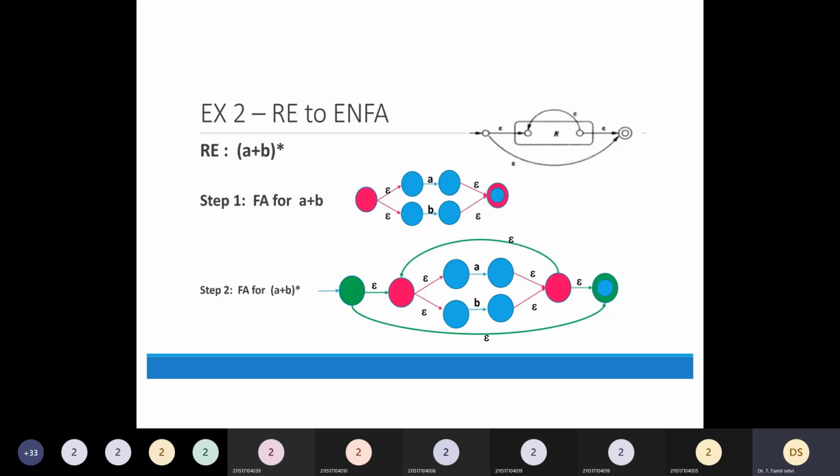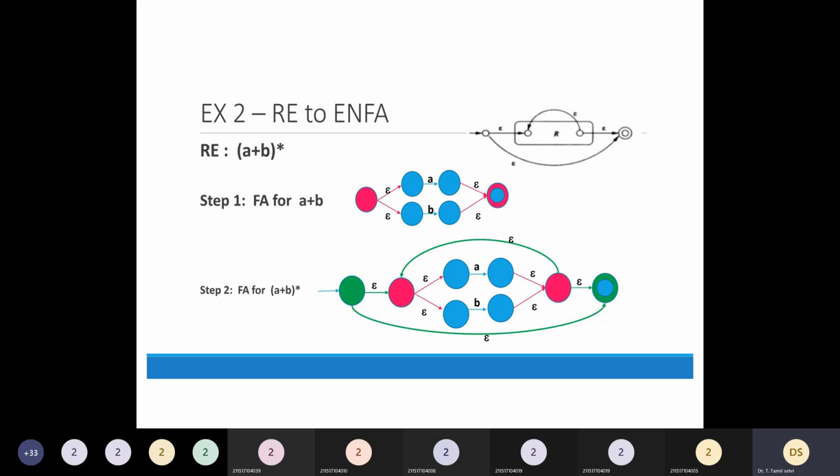And then next one, A plus B whole star. In example 1, we already know the construction of the ENFA from the given regular expression A plus B. So here you have to include star alone. Star means 0 or more occurrences. The first string of the star operator is nothing but epsilon. So while reading epsilon also, I have to reach the final state from the initial state. You have to draw the edge directly from the initial to the final state with the input symbol epsilon.